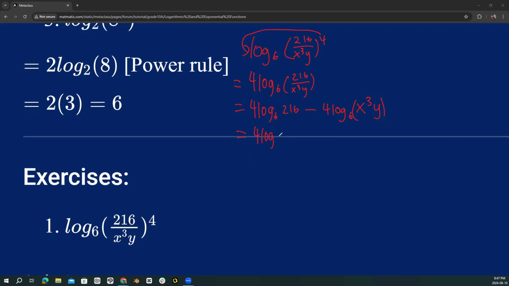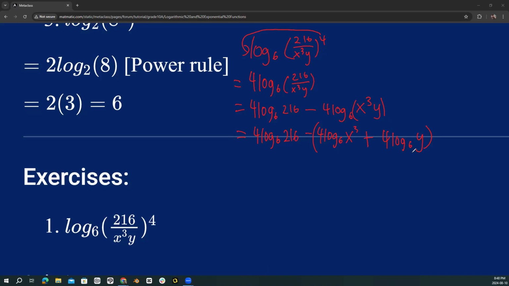So we get 4 log base 6 of 216, minus 4 log base 6, and I'm going to put this in parentheses for now, of x to the power of 3 plus 4 log base 6 of y. Okay, so now we've separated this into this.